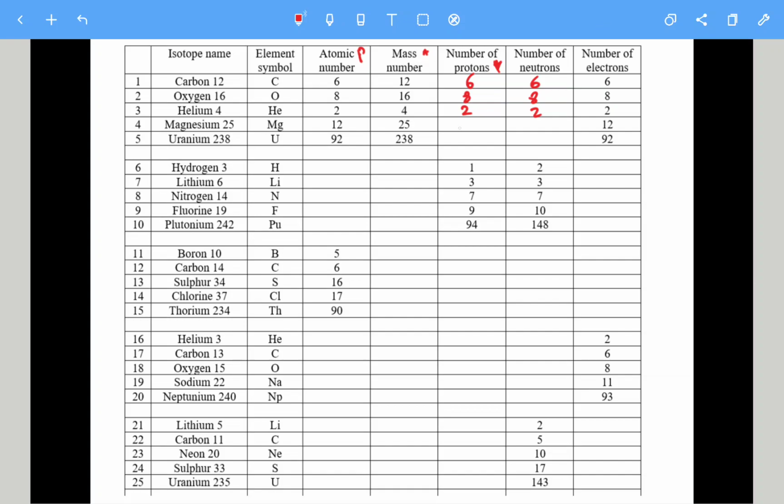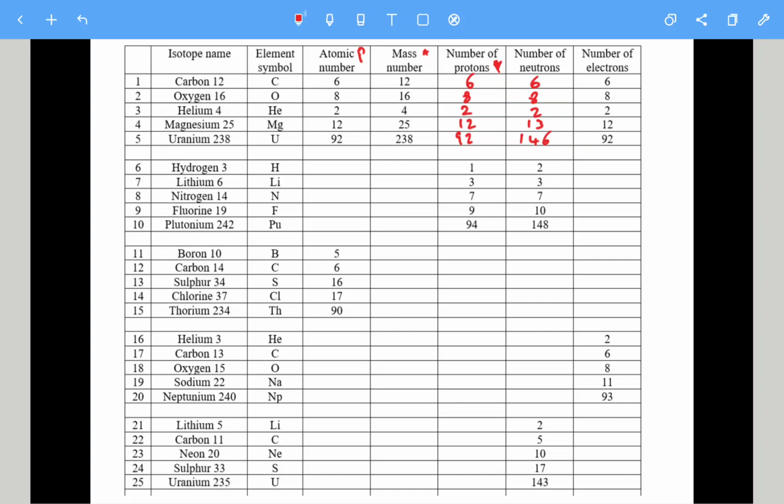So next one, number of protons, same as atomic number, 12. Number of neutrons would be mass number take away atomic number, so 25 take away 12, which is 13. Next one, same again. So number of protons is the atomic number, so it's 92. And the number of neutrons is 238 minus 92, which is 146 neutrons.